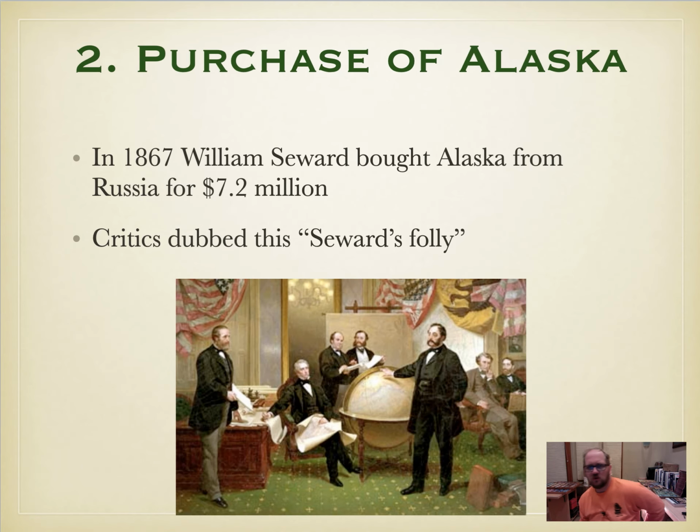You also had the purchase of Alaska during the Reconstruction period. In 1867, William Seward bought Alaska from Russia for $7.2 million. It was seen as a joke back then, a complete mistake. That's why it's called Seward's folly, which means Seward's mistake. It was also dubbed Seward's icebox at that time. Alaska was seen as a wasteland, nothing really valuable there.